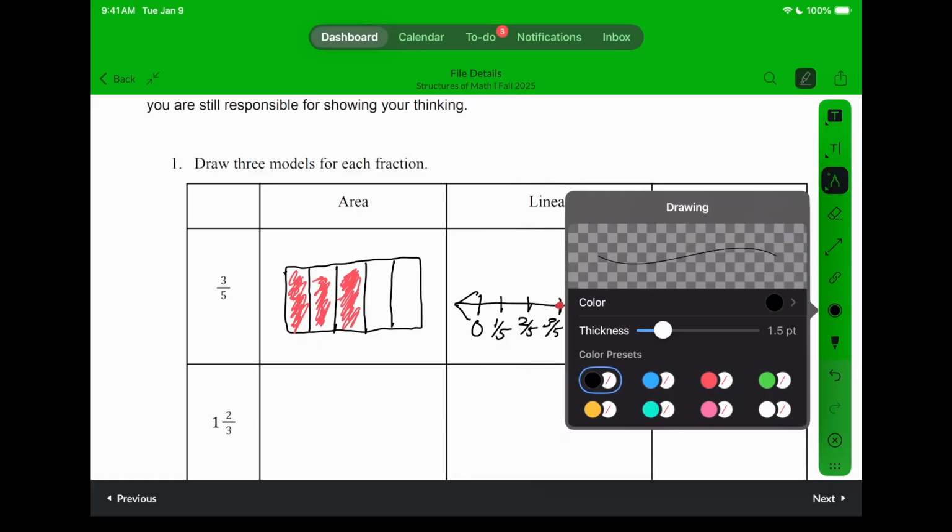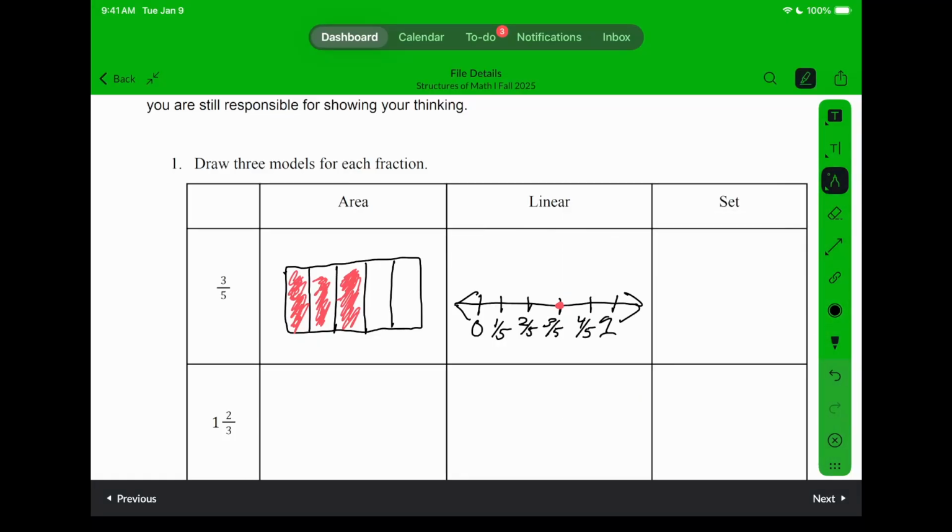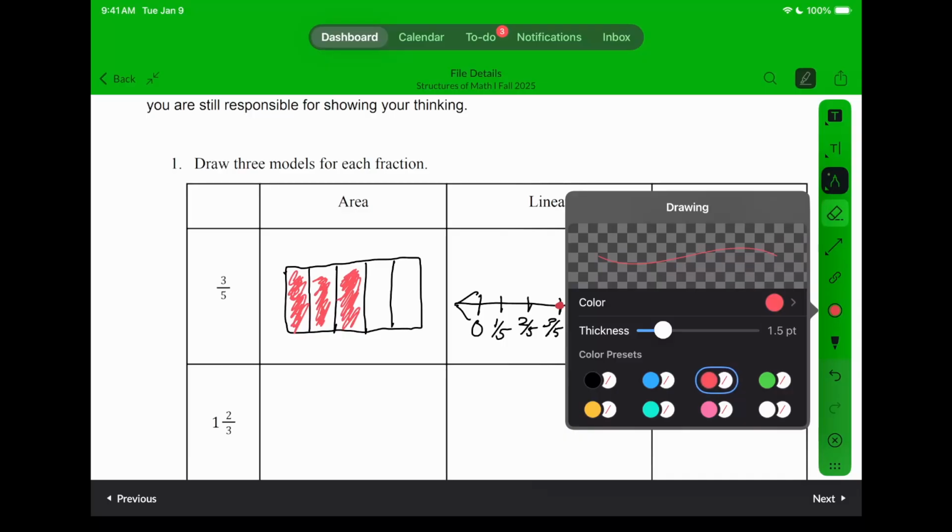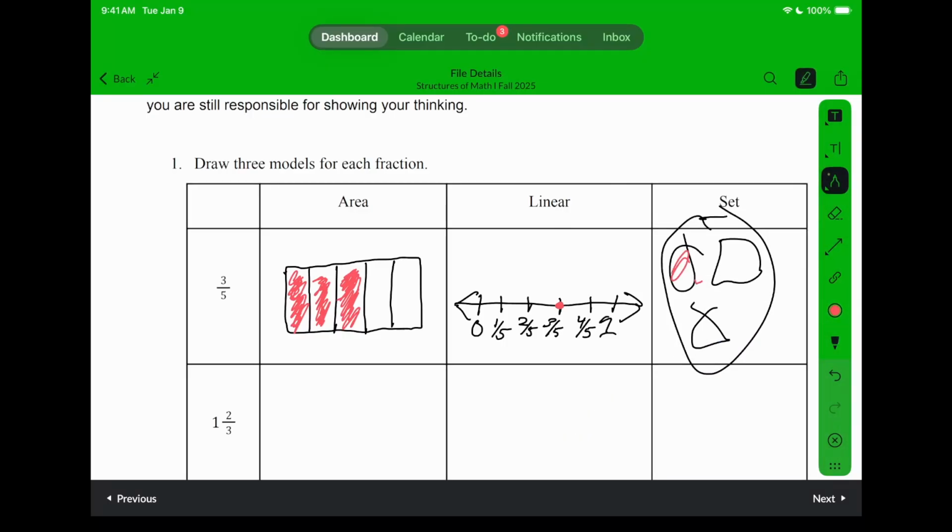Set model is really like creative freedom, because a set model does not have to be equal-sized things. You could have like this ball, this square, this triangle. That could be one set. And if you wanted to show 1/3 of this, you could shade in this. And then there you go. That's your set model. It doesn't have to be all the same size objects.